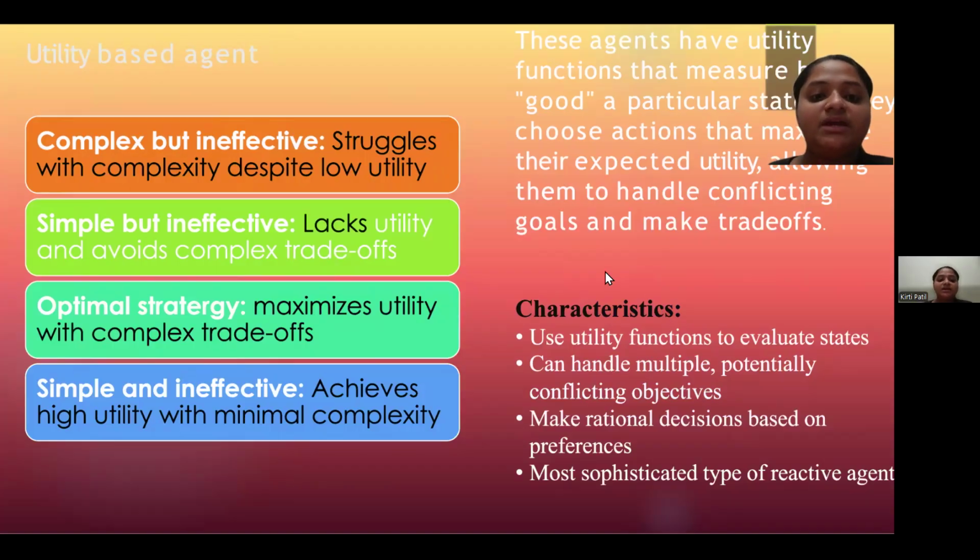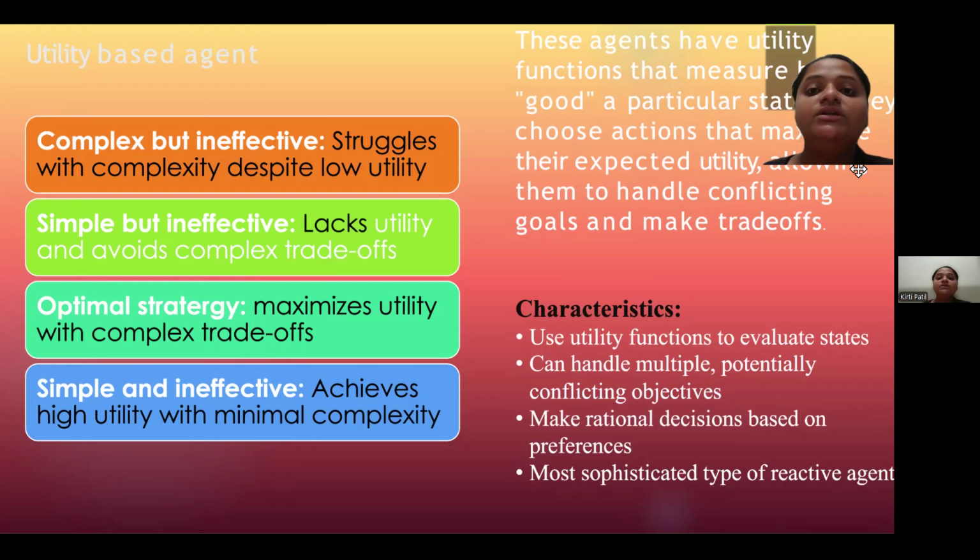So the utility-based agents seek to maximize a utility function or performance measure. They consider complex trade-offs and select actions yielding the highest utility, suitable for environments where quantifying success helps in strategic decision making.